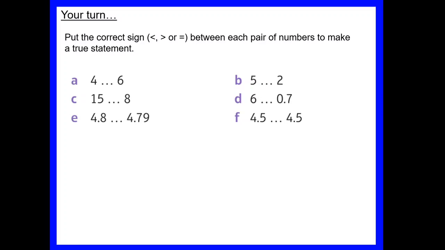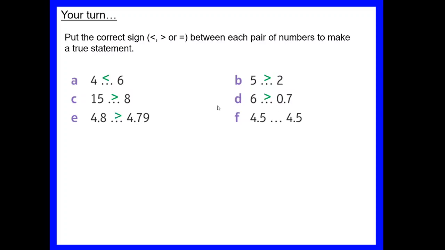Okay, so let's have a look then. So 4 is less than 6, so we've got our less than symbol. For B, 5 is greater than 2. C, 15 is greater than 8. In D, 6 is greater than 0.7. For E, 4.8 is greater than 4.79.